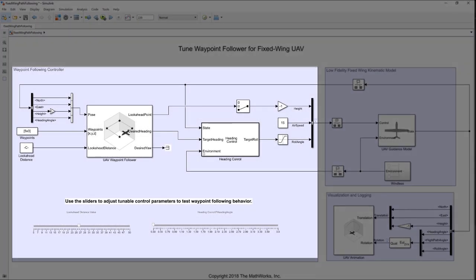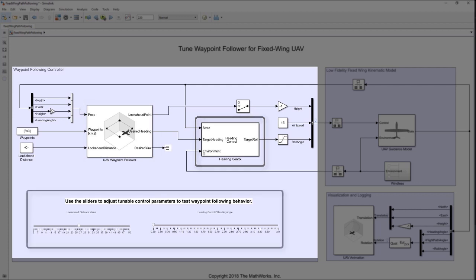And this part is the waypoint follower configuration, where the Waypoint Follower block computes a desired heading for the UAV. It does so by taking a set of waypoints, current pose, and look-ahead distance as inputs. The heading control block is a proportional controller that regulates the UAV's heading angle. You can use these sliders to tune the look-ahead distance and heading control values.